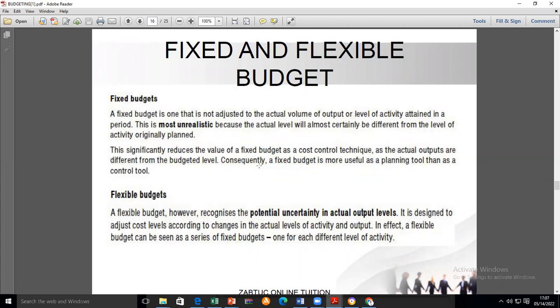So therefore, what should we do? Well, the answer is flex the budget. A flexible budget recognizes the potential uncertainty in actual outputs, that when you actually trade, the actual outputs may be different from what you anticipated. So this system is designed to adjust cost levels according to changes in the actual levels of activity and output. In effect, a flexible budget can be seen as a series of fixed budgets, one for each different level of activity. So for each level of activity, we say let's develop a budget.